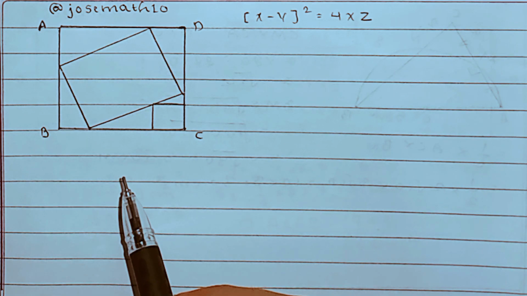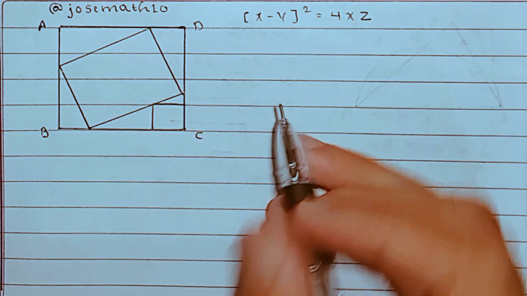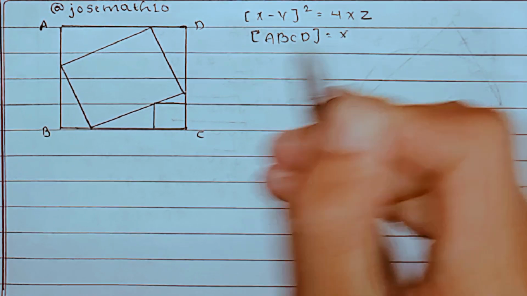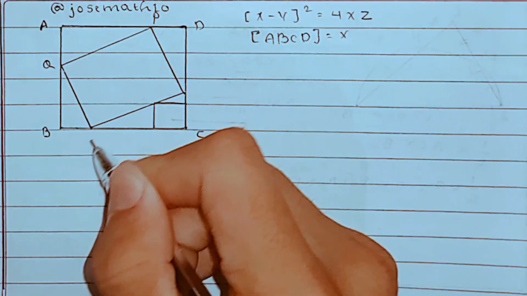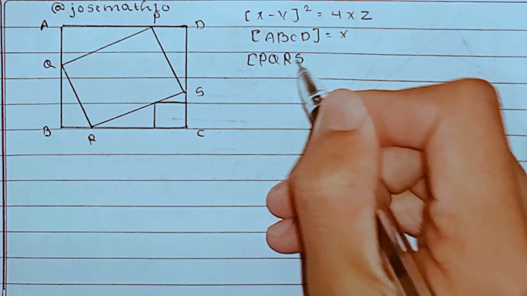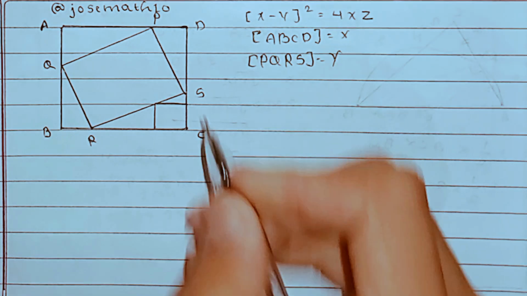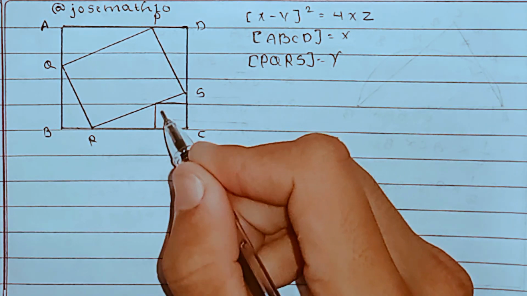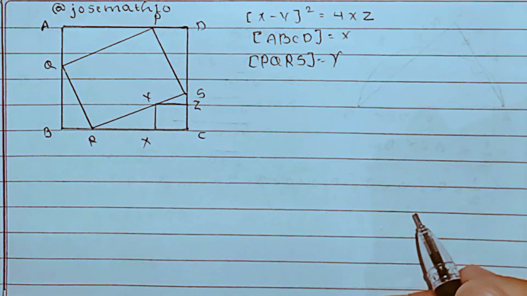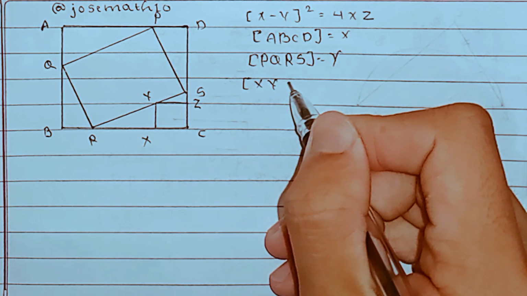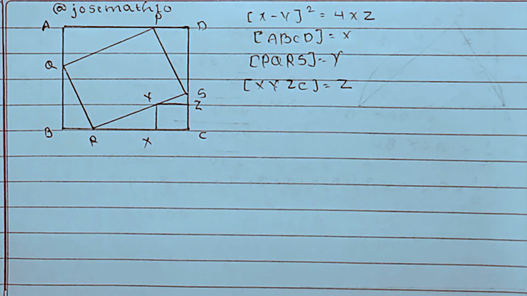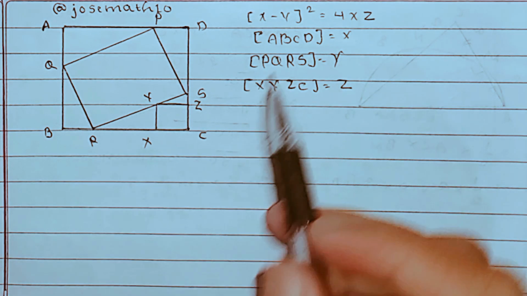What you are given is that ABCD has an area of x. That is, the area of ABCD is equal to x. PQRS has an area of y. And this square right here, XYZC, has an area of z. Now what we have to do is find these areas, correlate them, and prove this equation.